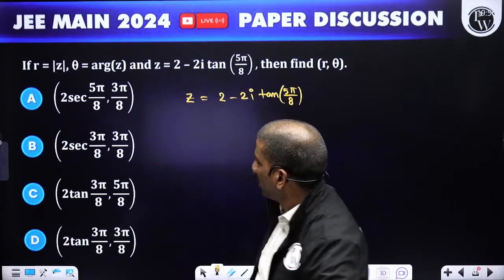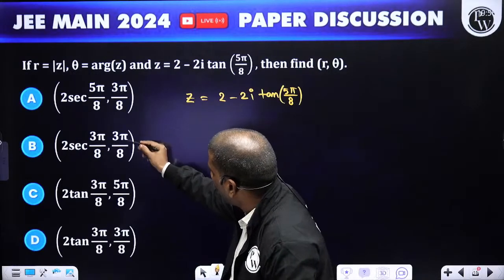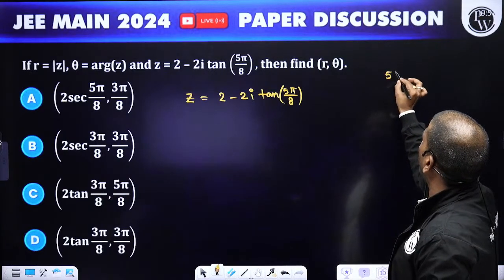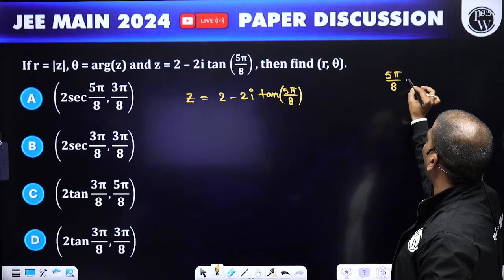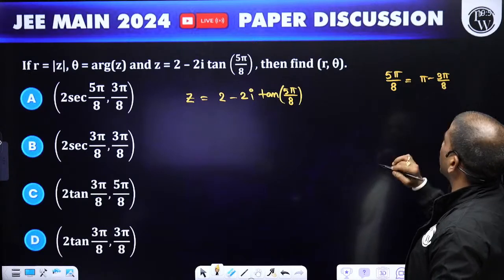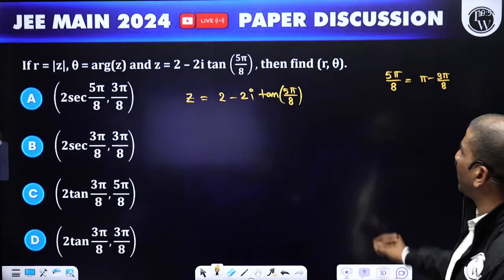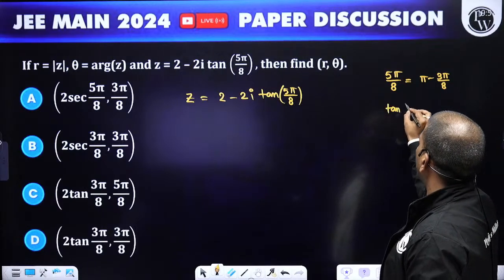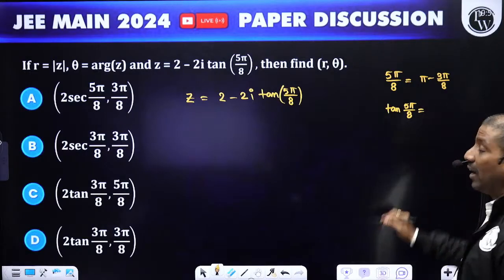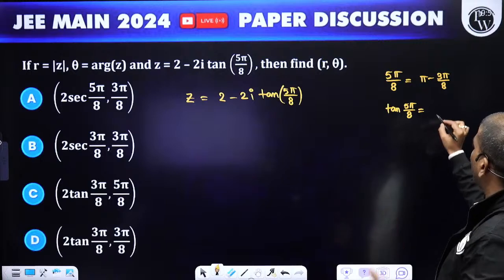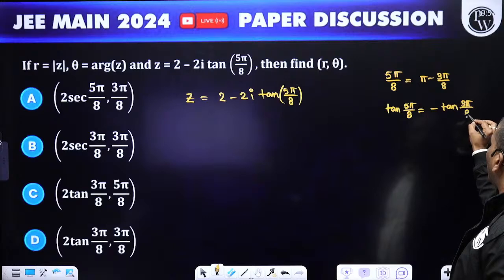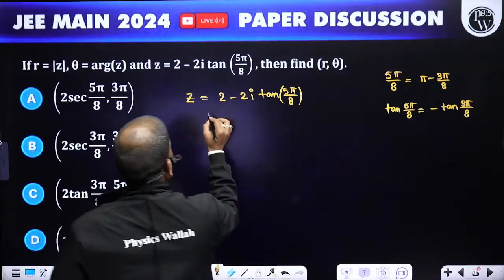Observe, my dear students, in all cases, in all options, 3 pi by 8 is given. So what I will do, I will write 5 pi by 8 as pi minus 3 pi by 8. You see, 8 minus 3, 5. So pi minus 3 pi by 8. When we apply tan 5 pi by 8, which is equal to tan of 180 minus theta, tan of 180 minus theta means minus tan theta. Not 180 plus. Minus tan, this is.